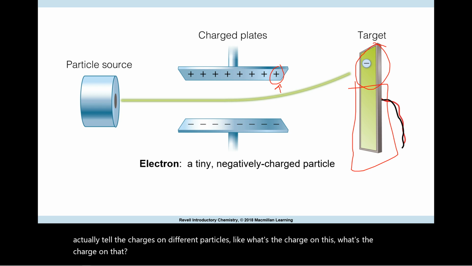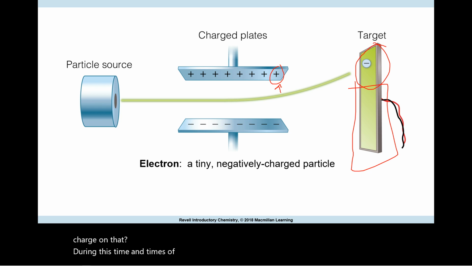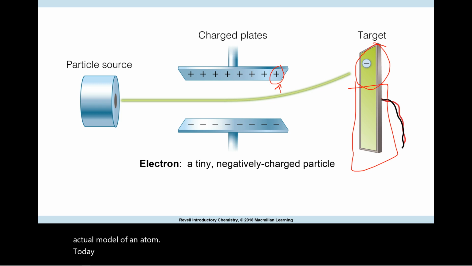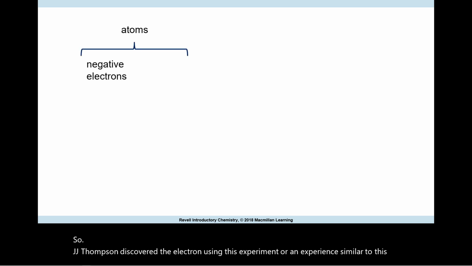During this time and times of more experimentation, we had J.J. Thomson, who actually even created the plum pudding model. And the plum pudding model is actually closer to the actual model of an atom today than the Bohr atom. Okay, so J.J. Thomson discovered the electron using this experiment, or an experiment similar to this one. He used the cathode ray tube experiment.